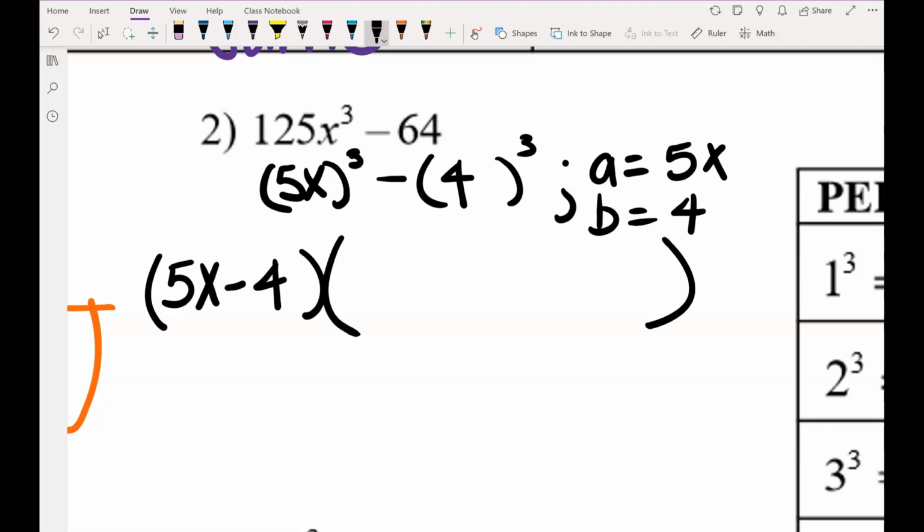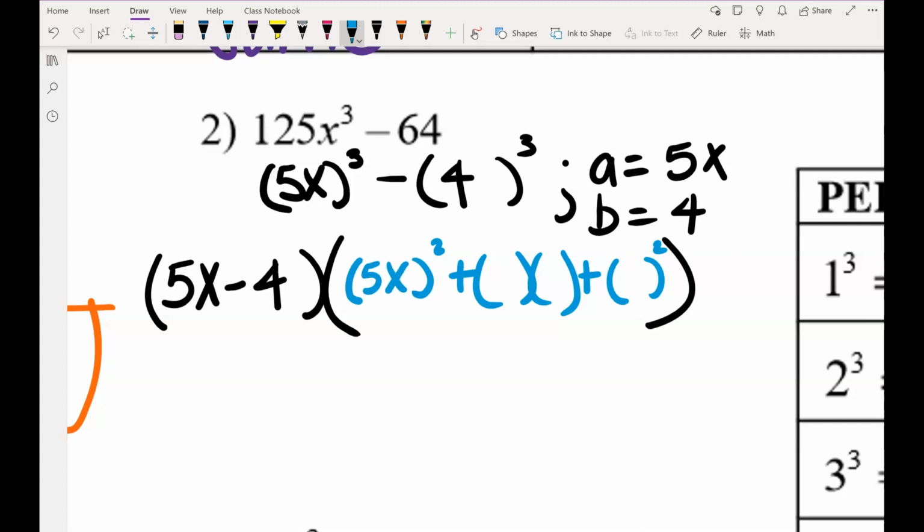Times a big quantity. Now, if you are confused, then go in here and write A squared, right, plus AB, right, students? And then plus B squared. True or false? True. Okay, remember, just follow the formula. So when we have A squared, fill that in with 5x, and then it's A times B. That's 5x times 4, and that's B squared, and that's 4. So far, so good? And then we do the basic math, and then we box it up.